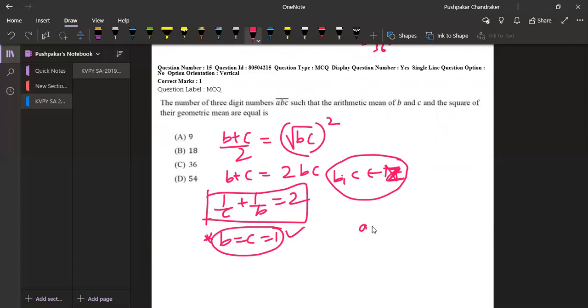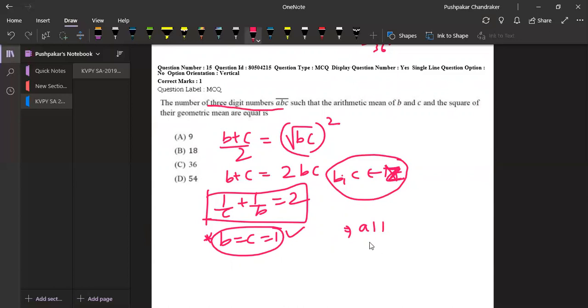It means the 3-digit number is A11. That means the last digits have to be 1 and 1. You can check, 1 and 1 always satisfy: 1 plus 1 is equal to 2 times 1 into 1. That's always true. Now they are asking for the number of 3-digit numbers.